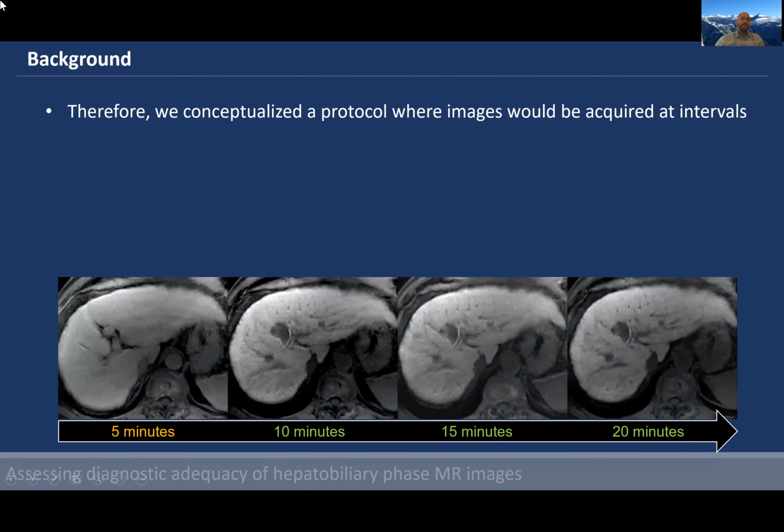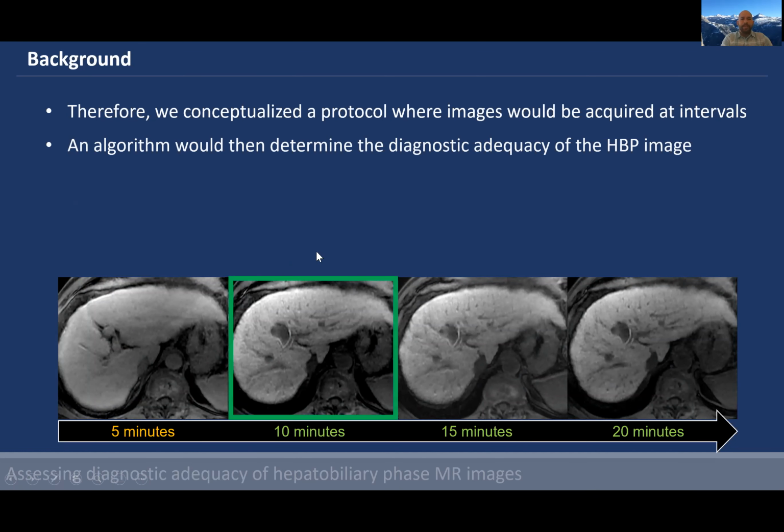So I, along with some of the radiologists over at UC San Diego, conceptualized this protocol where images would be acquired at 5-minute intervals. So the patient's in the scanner, you get a pre-contrast image, then they're injected with contrast, and you start acquiring these images every 5 minutes, along with the standard images that are 30 seconds in. Those are called arterial phase images, but we're focused on this phase here.